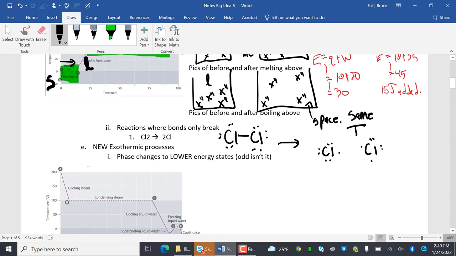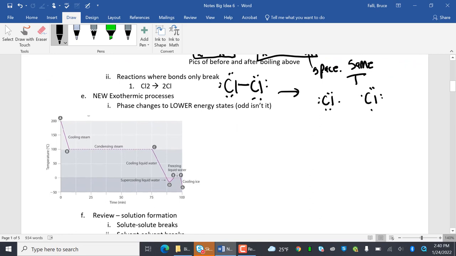Okay. New exothermic processes. Phase change to lower energy states. So this would be condensing steam. So this is a gas turning into a liquid, turning into a solid. Okay, so these guys right here are where endothermic processes take place.